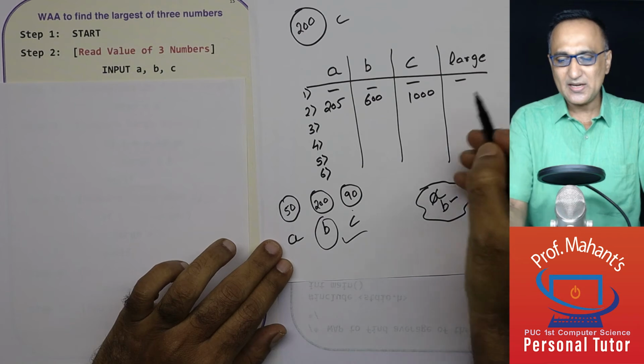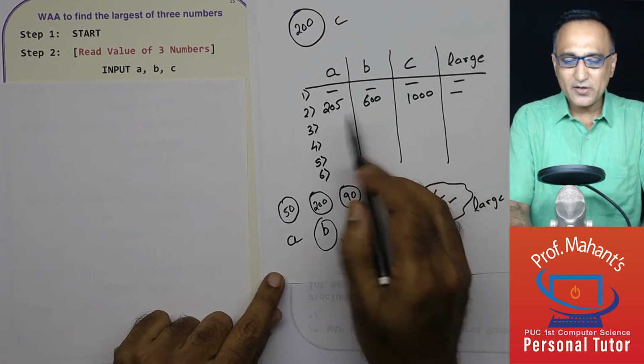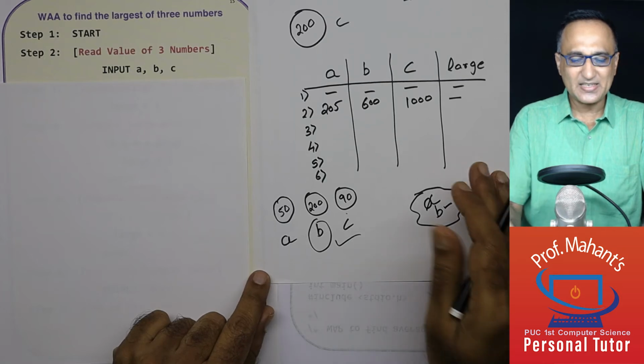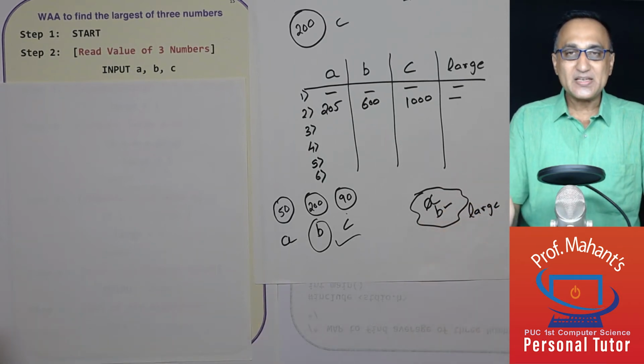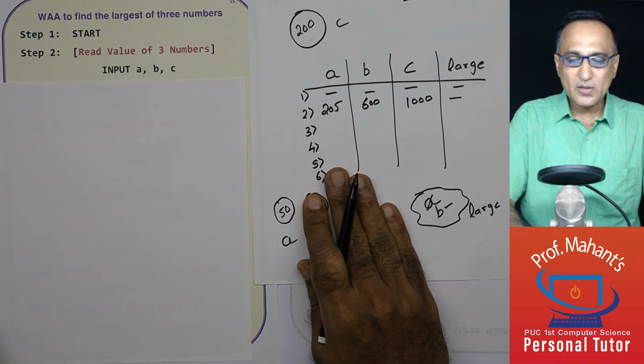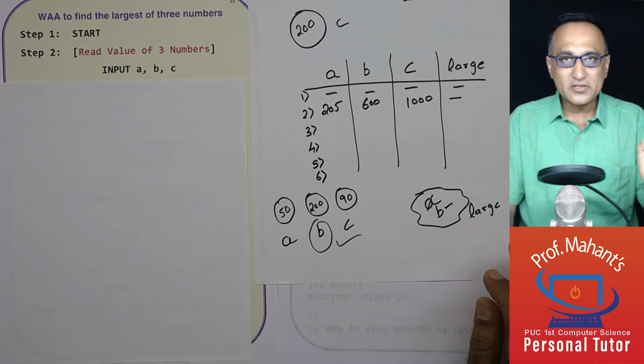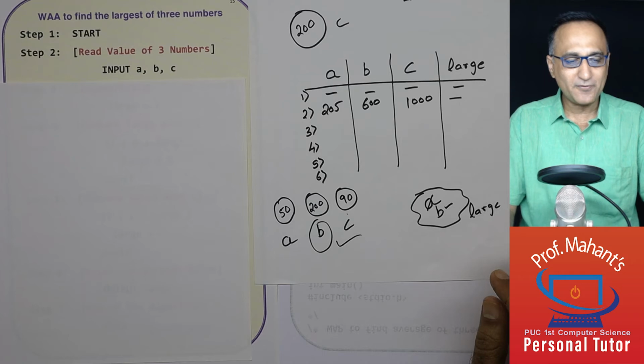C is 1000. Large doesn't have any value. At step 2, these are the values in A, B and C. Now what I am doing is, as I told you, I am processing one number at a time. So I am initially assuming in step number 3 that the largest is A because I have not seen either B or C at this point of time.